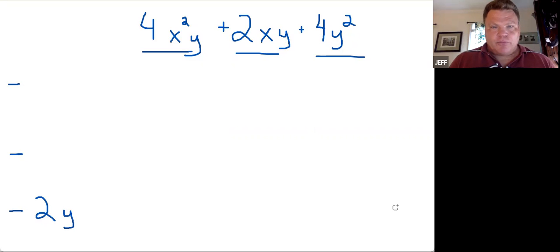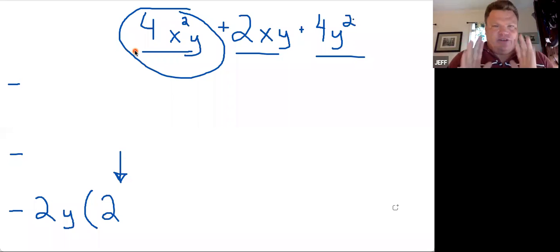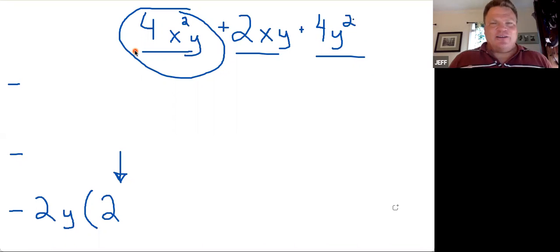And now we build our parentheses. So what is left over when I took a 2y out of there? What's left over? Well, I'm going to have to put a 2 here for the 4, because 2 times 2 is 4. See how aggravating this is? So yeah, this is tough. We're not going to do it this way. This is not the way to do it on a test. So 2 times 2 would be 4.